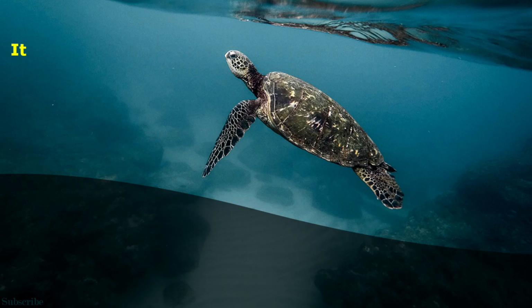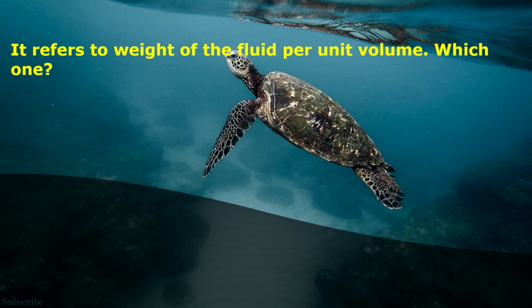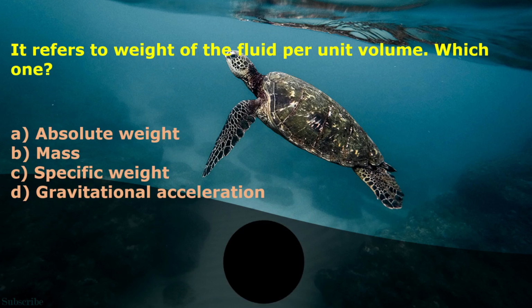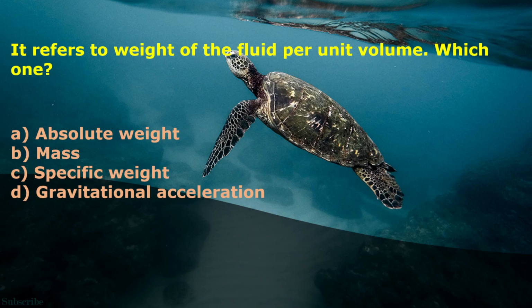Question number 42. It refers to the weight of the fluid per unit volume. Which one? A. Absolute weight. B. Mass. C. Specific weight. D. Gravitational acceleration. The correct answer is letter C, specific weight.